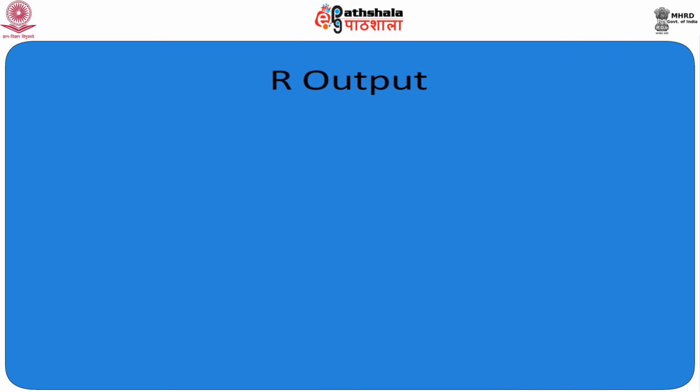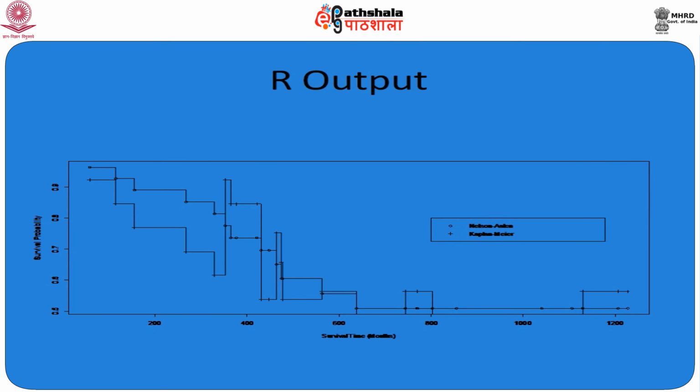Let's see how the curves look like. This is the curves for Nelson's and Kaplan Meier's. So these cross-marked curves come from the Kaplan Meier estimation, and these circle curves are given by the Nelson's estimator. And again the survival time in months that we assigned as xlab is given on the x-axis, and survival probability is given on the y-axis. Here we can see there is a difference in the estimations by Nelson's and Kaplan Meier. However, both of them are non-parametric approaches.